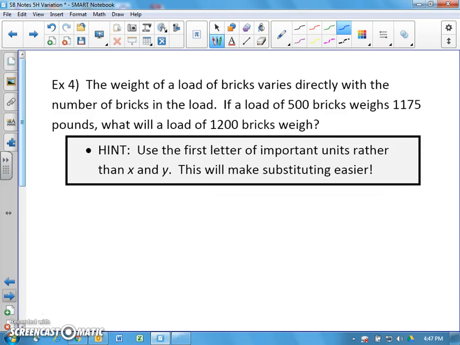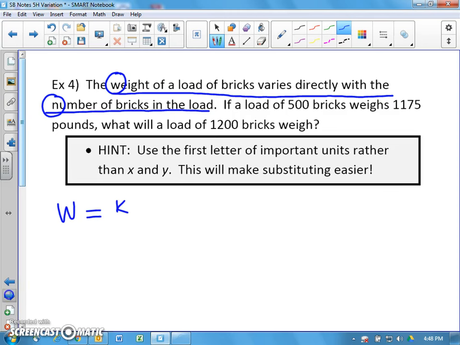So the first thing we need to do is identify our general form of the equation. The hint below tells you to use the first letter of important units rather than x and y. This makes your substituting easier. So I'm talking about the weight of a load of bricks, and it says that it varies directly with the number of bricks in the load. That's what's going to give me my general form of my equation. So I'm going to say that the weight varies directly as the number. I've always got that k value in there so I can find my constant of variation.